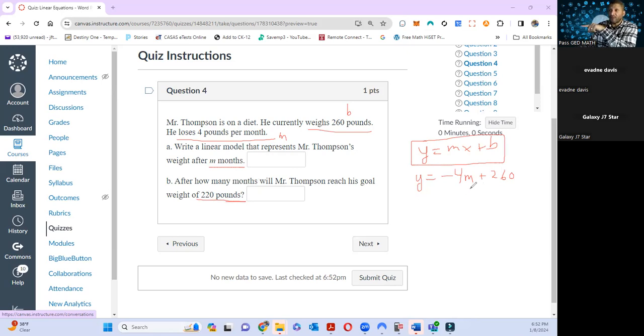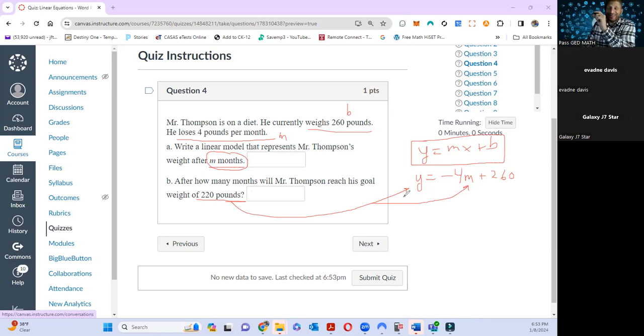So I got two variables in this equation, y and m. Is this 220 pounds, should that go here as y or should it go here as m? Would it go in the place where the -4 is on the m? Well, what does m stand for? You already told us what the m stands for. That's for months. So 220 pounds cannot be m.